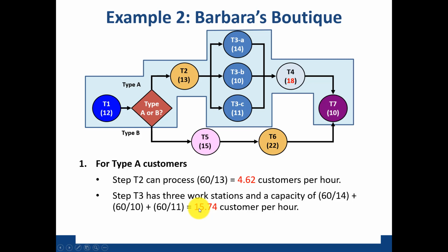Look at the contrast between step 2 and 3. Look how unbalanced they are. So you can already see that maybe we have too many people here, which we don't need, because this one is already restricting the flow. Okay, so step 4, same story, 60 minutes divided by 18 leads to 3.33 customers per hour. That is even slower. Yeah, so that is the slowest step.